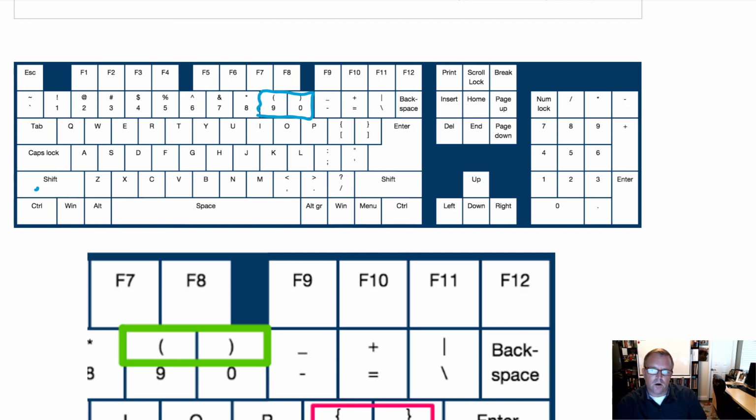Okay, so where are the brackets? The brackets are very close, right? Here we have brackets: left bracket, right bracket, beginning bracket, ending bracket, and then these are braces.